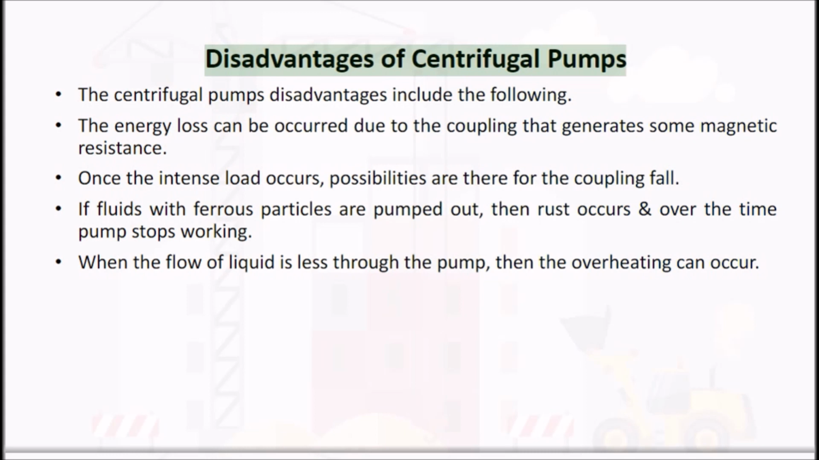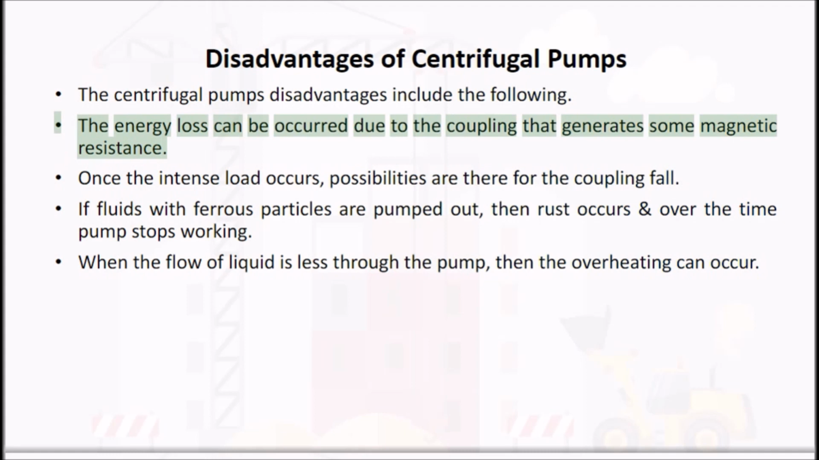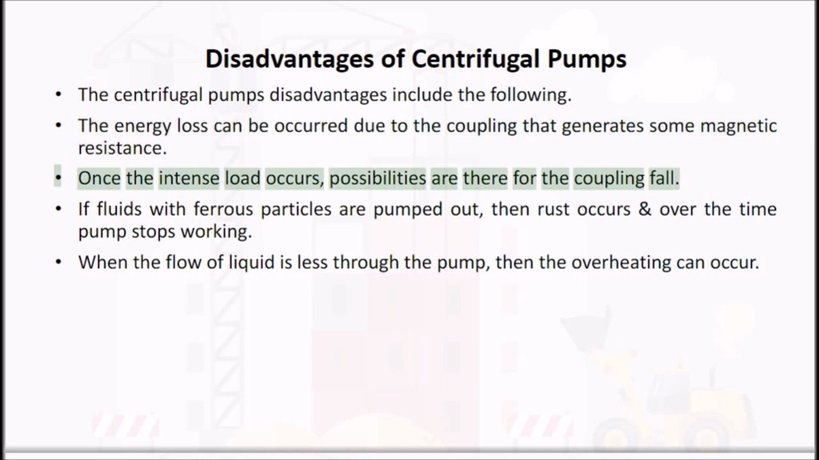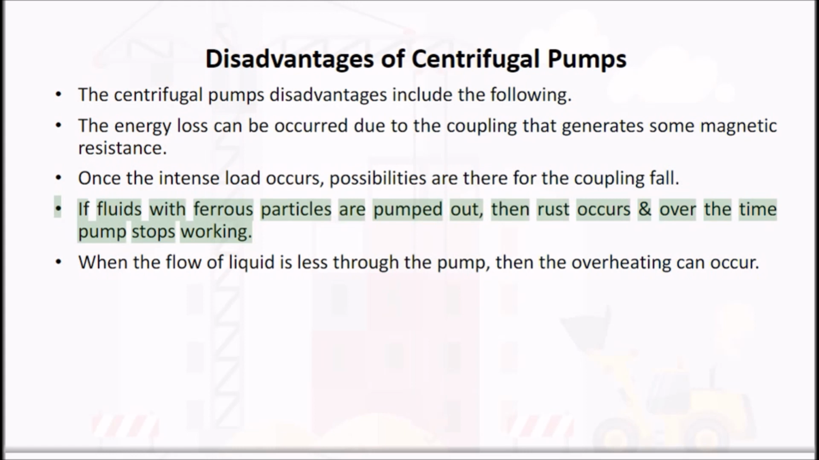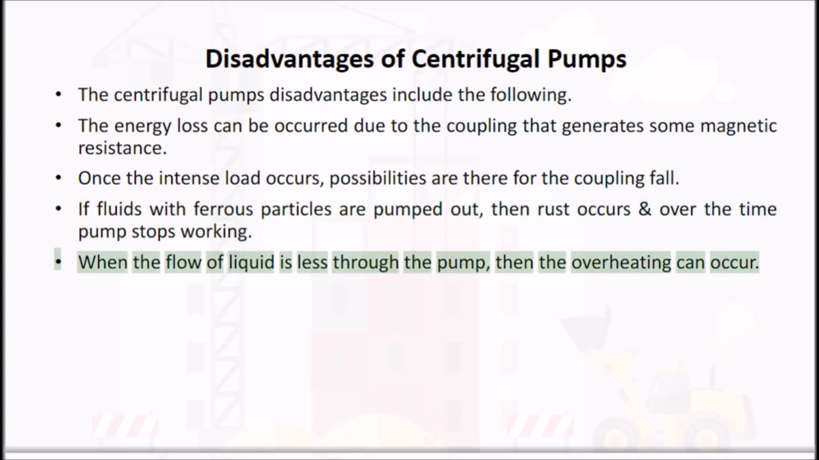Disadvantages of centrifugal pumps. The centrifugal pump's disadvantages include the following. Energy loss can occur due to the coupling that generates some magnetic resistance. Once an intense load occurs, there are possibilities for the coupling to fail. If fluids with ferrous particles are pumped out, then rust occurs and over time the pump stops working. When the flow of liquid through the pump is low, overheating can occur.